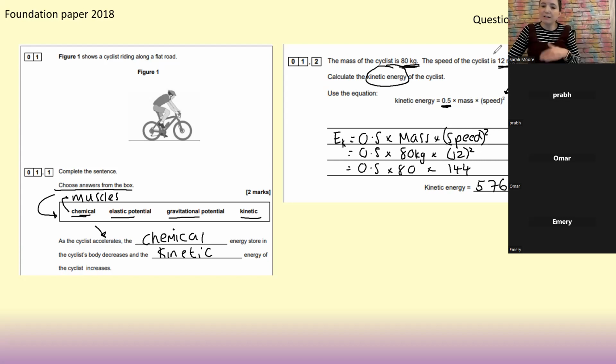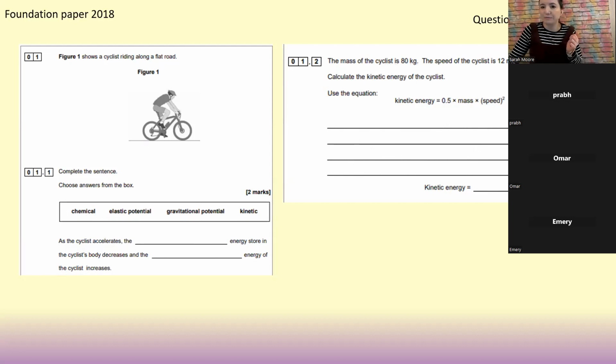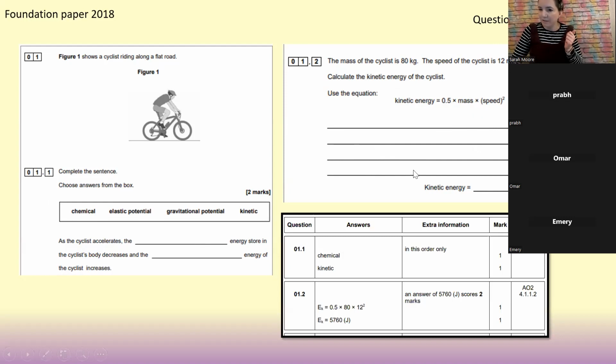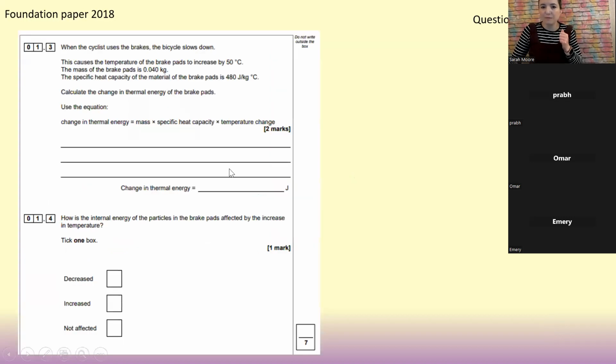If you are sitting your exams this summer, you will be given the equation sheet for your physics exam. So that's a bonus. That is good news. Okay, so we've got the answers there. I don't think there's anything to note from this mark scheme. It's pretty straightforward.